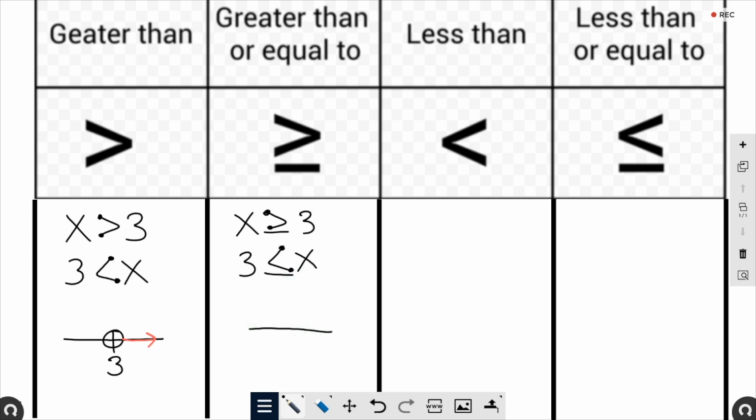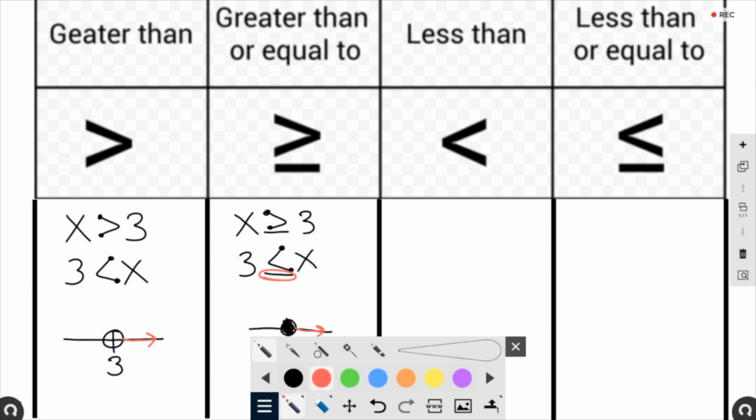When I'm graphing it, I'm going to start with the number 3. It will be a closed circle, because now 3 is included or is part of my solution. X can be greater than or it can be equal to the 3. And since x is greater than, the arrow will point to the right. Any number that's equal to or greater than 3.